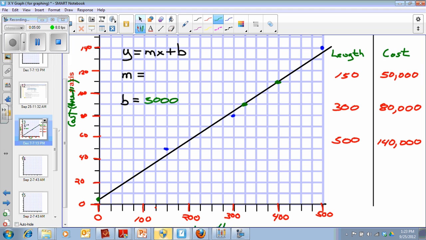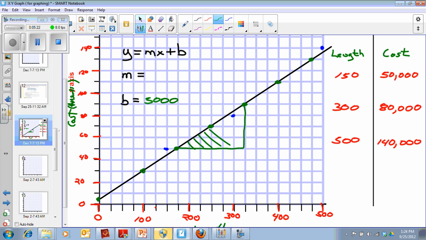That doesn't look too bad there. That's not too bad there. I could probably keep going and find some more. That's pretty close there. I'm going to connect some of those to find my slope. I think I'm going to pick these two right here to make my right triangle.